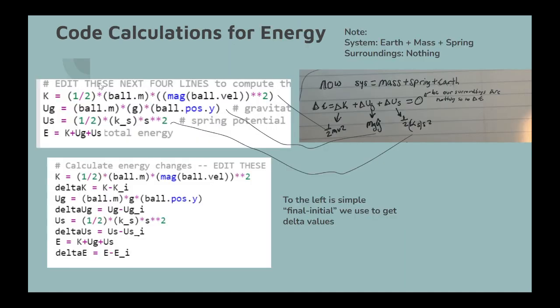Then we do our calculations for energy. Note this time the system is the earth, mass, and spring, and there's nothing in the surroundings. Using our energy principle, E equals work plus Q. There's no Q here, and everything is inside the system. So we have change in kinetic energy, change in gravitational potential energy, and change in spring potential energy, which are these equations. We plug those in, and total energy equals delta K plus delta G plus delta S. This should be 0 because there is nothing in our surroundings. To find delta K, delta G, and delta S, we take final minus initial for each.